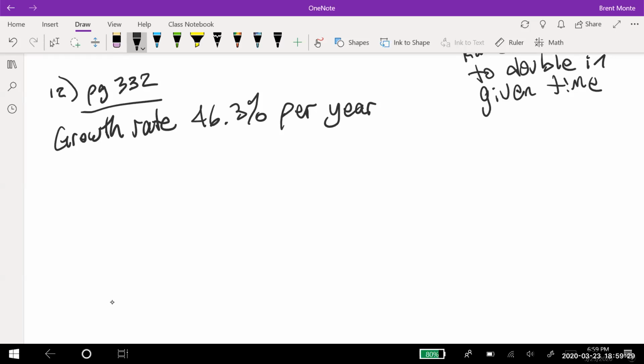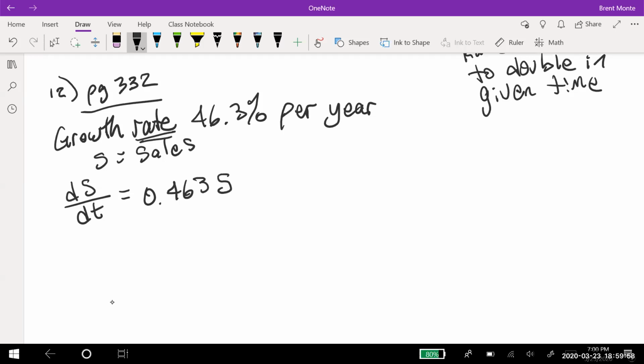This growth rate can be approximated by, now they're talking about S as sales. Well, this is the rate, so it's the derivative. It's the change in sales over the change in time. So the derivative of sales with respect to time is, if we get rid of the percent sign and move the decimal two places, 0.463 times whatever the sales were. That's my formula for the derivative.